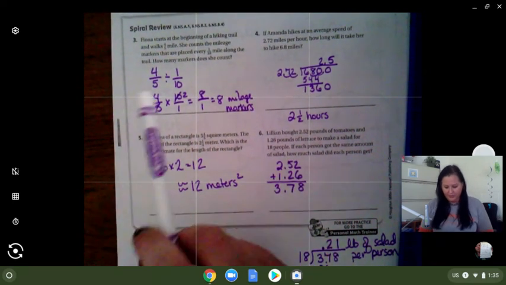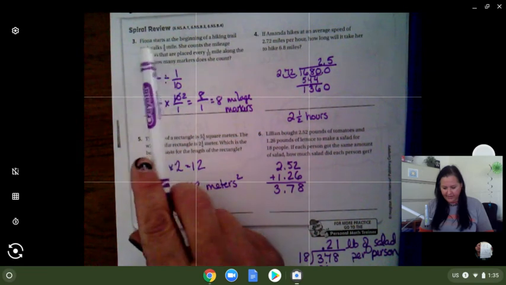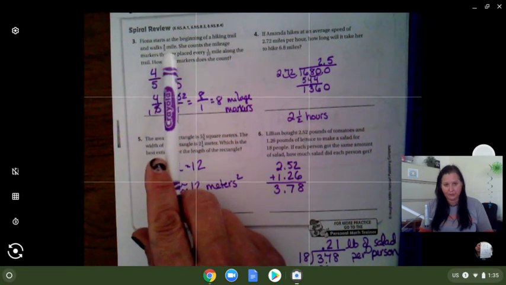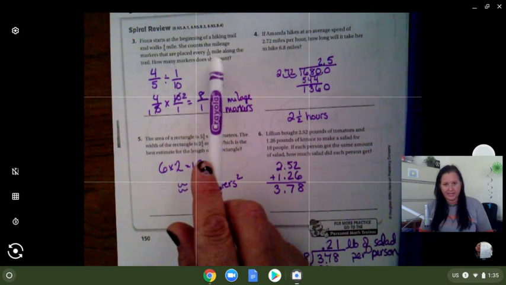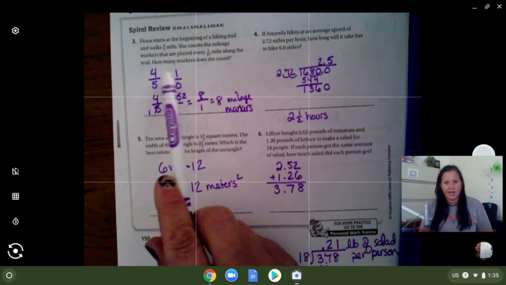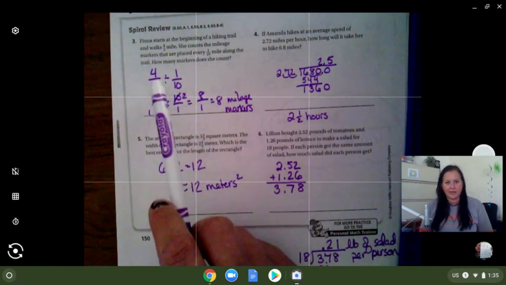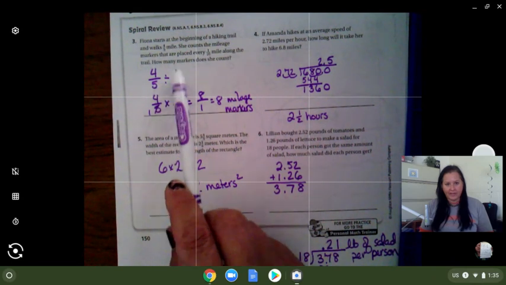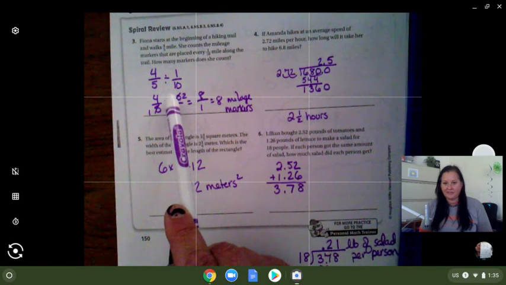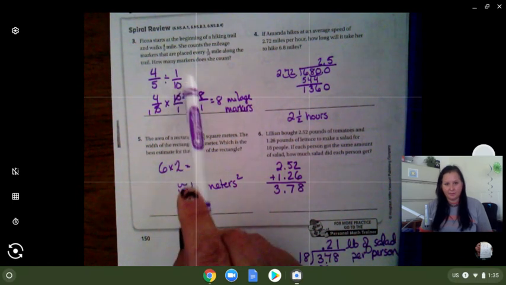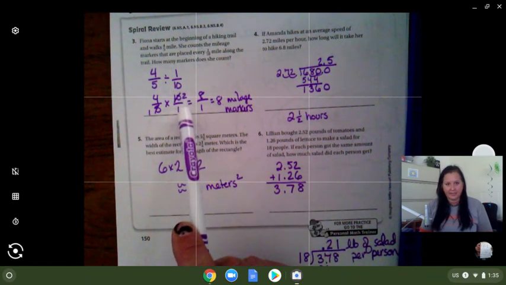The first one, Fiona starts at the beginning of a hiking trail and walks 4/5 of a mile. She counts the mileage markers that are placed every 1/10 of a mile along the trail. How many markers does she count? So that would be the 4/5 she walked divided by the 1/10. And dividing fractions is easy as pie. Flip the second one. We flip the 1/10 and we put the 10 on the top.